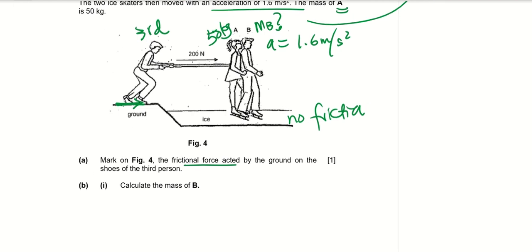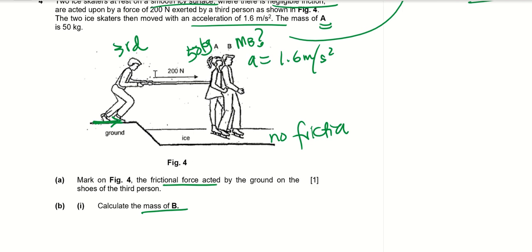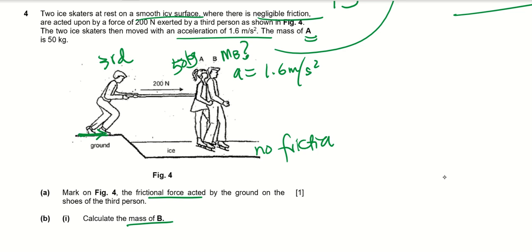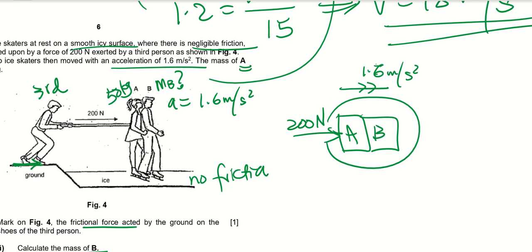Now they want us to calculate the mass of B. How do we do that? So we have to draw our free body diagram. Let us do A and B together because they are stuck together. Both of them get this pushing force of 200 Newton. If we consider them as a whole system, their acceleration is 1.6 meter per second square. Now, whenever there's an acceleration, there's going to be F net.